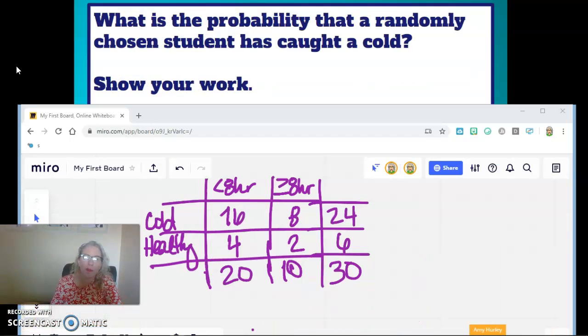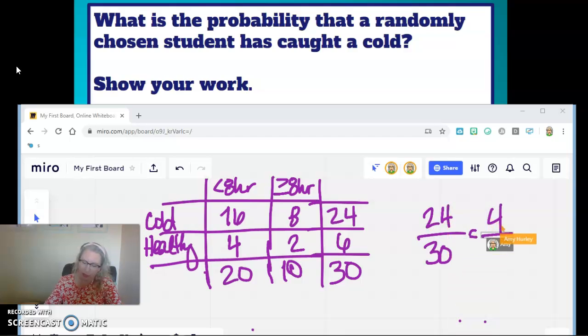So what is the probability that a randomly chosen student has caught a cold out of all the students that were surveyed here, which is a total of 30 students? What is the probability that one of those students caught a cold? Well, how many students caught a cold? 24 students caught a cold, which means the probability is 4/5, 4 out of 5, or 80%.